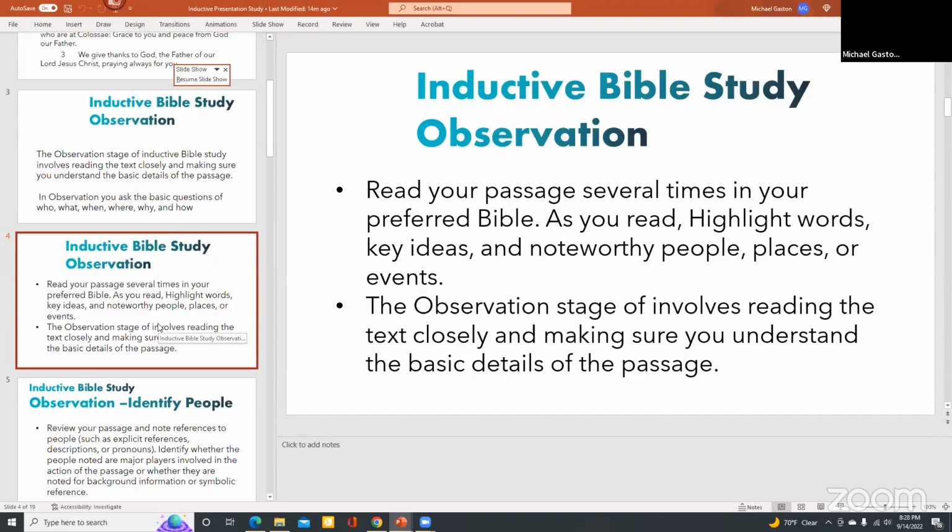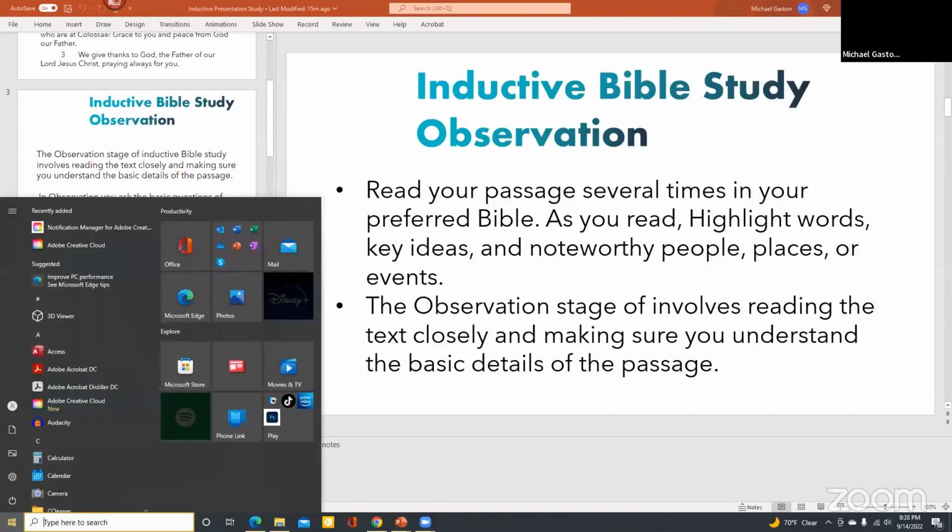Now, can somebody share with me why you would want to highlight words, key ideas, noteworthy people, places, or events? You may not know the exact answer, but why would you think you may want to do that? To connect the dots. Yeah, to connect the dots so you can do further research in the future, and answer the questions about the things you've highlighted.